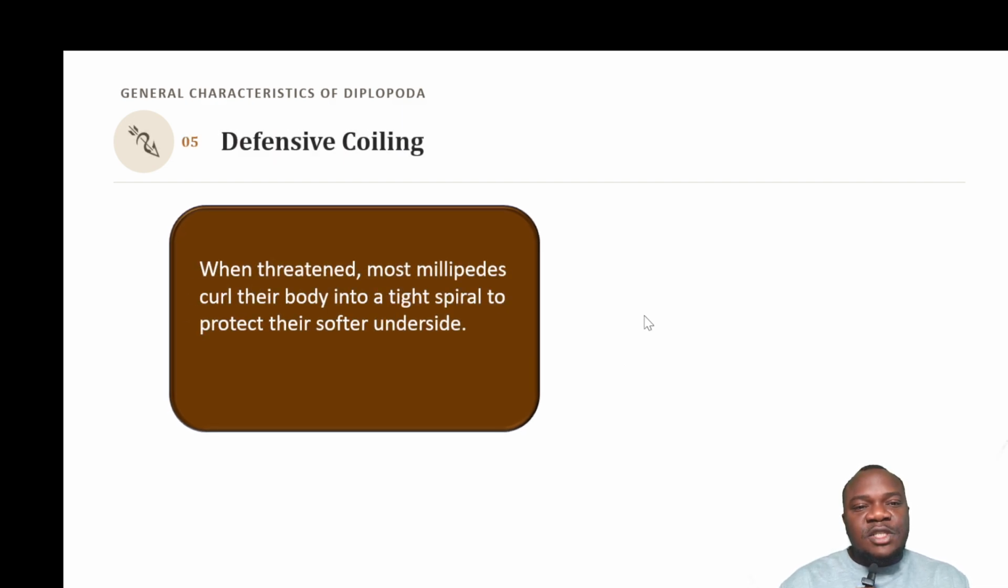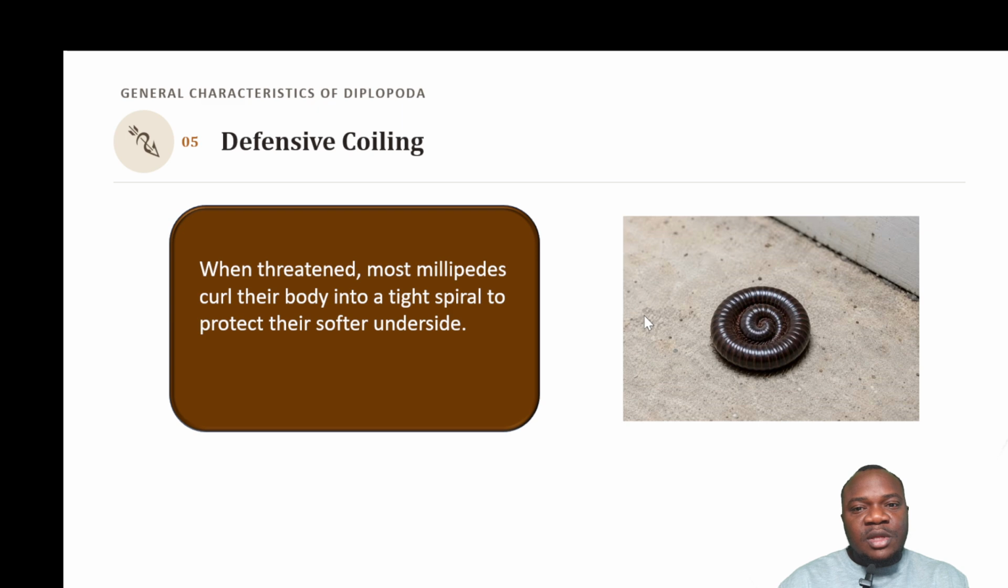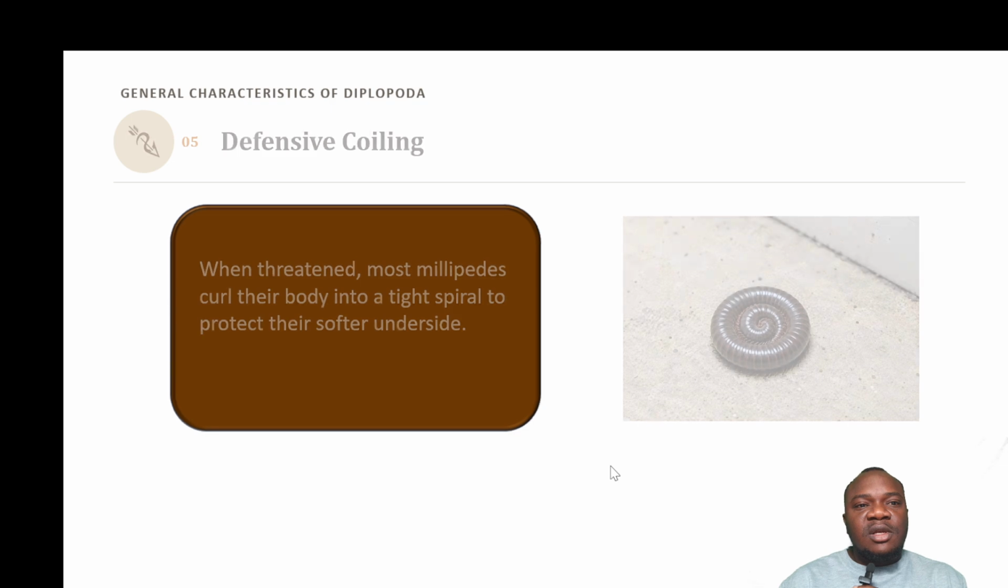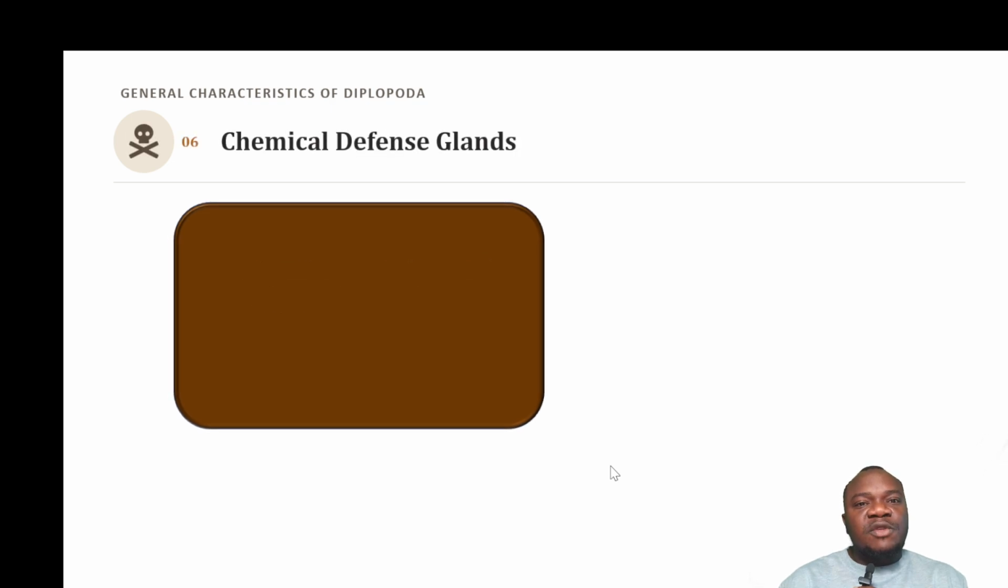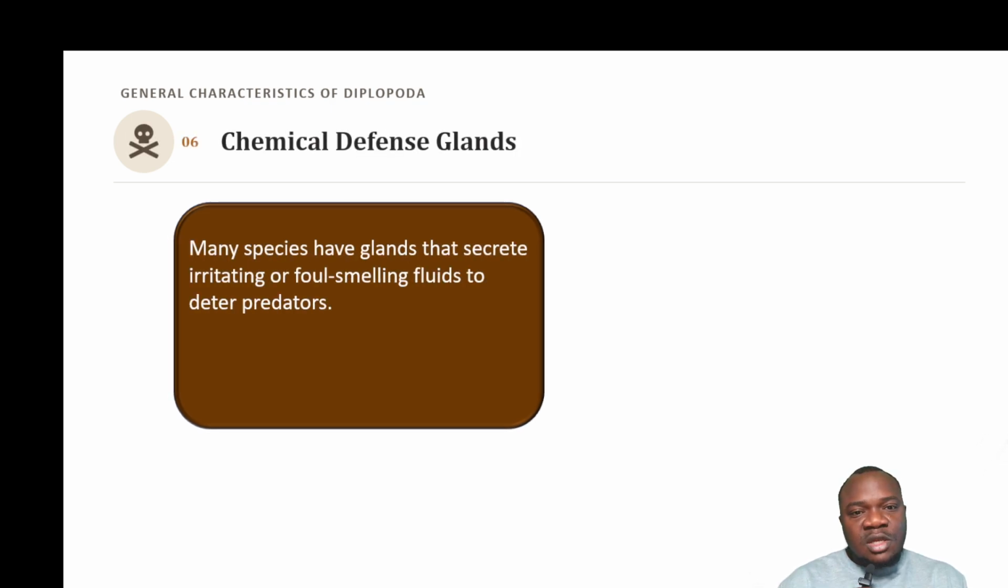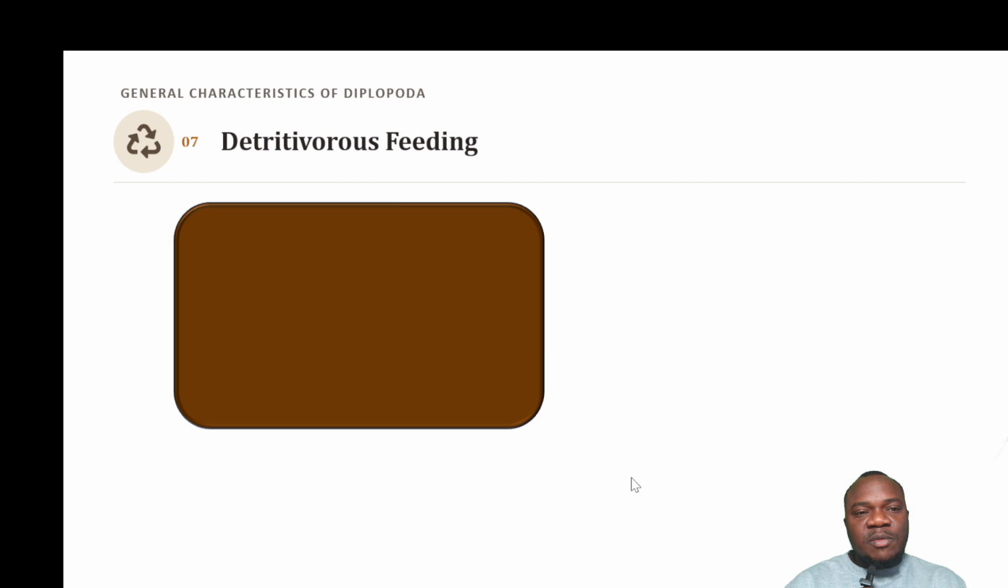So defensive coil is a defensive mechanism they use to protect themselves from predators. When they're threatened, most millipedes coil the body into a tight spiral to protect their softer underside. Then chemical defense glands: they have glands that secrete an irritating and foul smell that can make a predator just leave them alone.